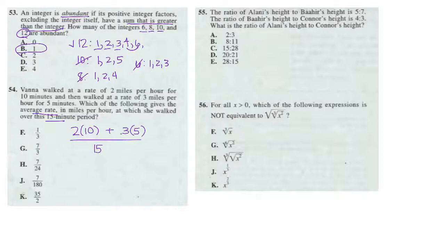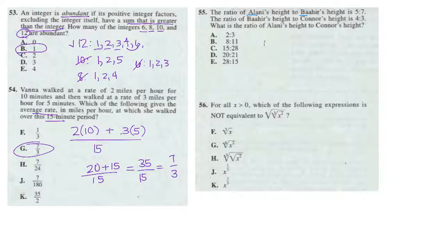So we're going to divide by 15, because that's how many minutes she's got going on here. So we're going to have 20 plus 15 divided by 15. So 35 over 15. So that looks like we can reduce that by 5. So it's going to be 7/3. So we have G.